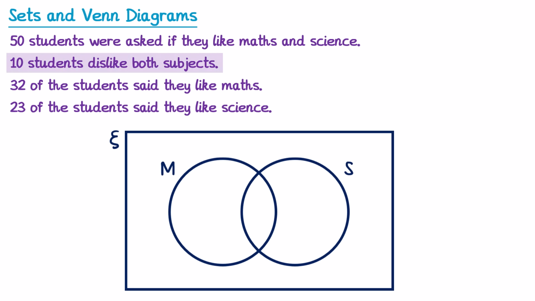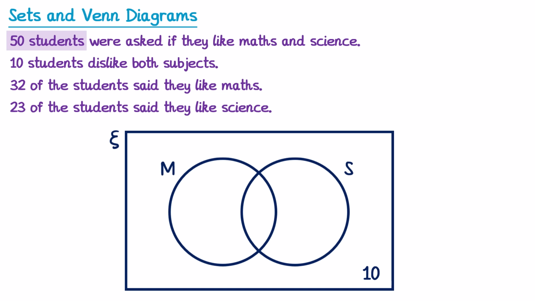Well, we've got 10 students that dislike both subjects, so they won't go inside the circles at all, they'll go in this outside section here. We then have 32 students liking maths, which means this whole circle here needs to add up to 32. But we don't have any other information, so we can't fill in those numbers yet. And we have the same problem with the 23 students that like science. This whole circle here needs to add up to 23, but we don't have any other information to help us with this. So it feels like we don't have enough information in the question to complete it, but we do.